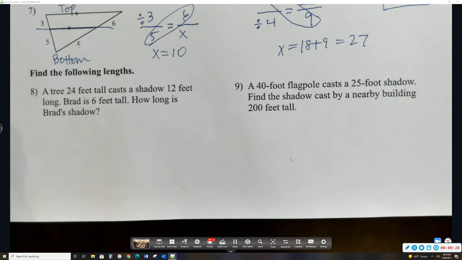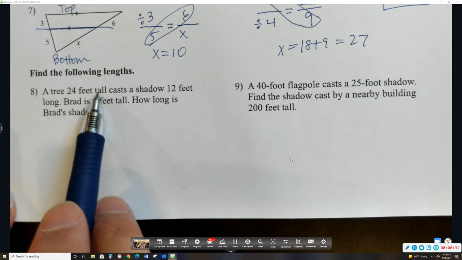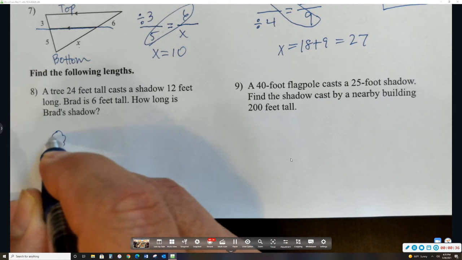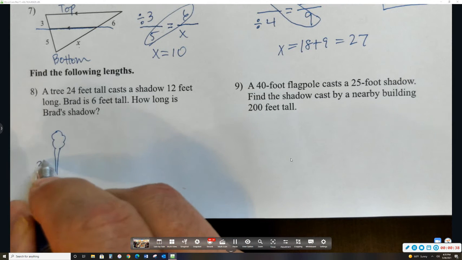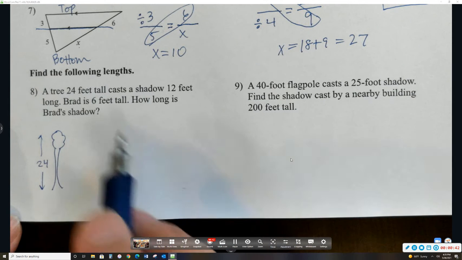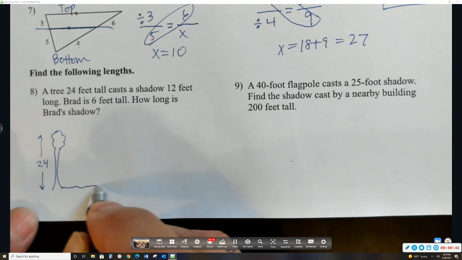Okay, so watch. It says a tree 24 feet tall. So imagine we have a tree and it's 24 feet tall, so it goes like this, right? And then it casts a shadow 12 feet long. Now the shadow is going across this way.